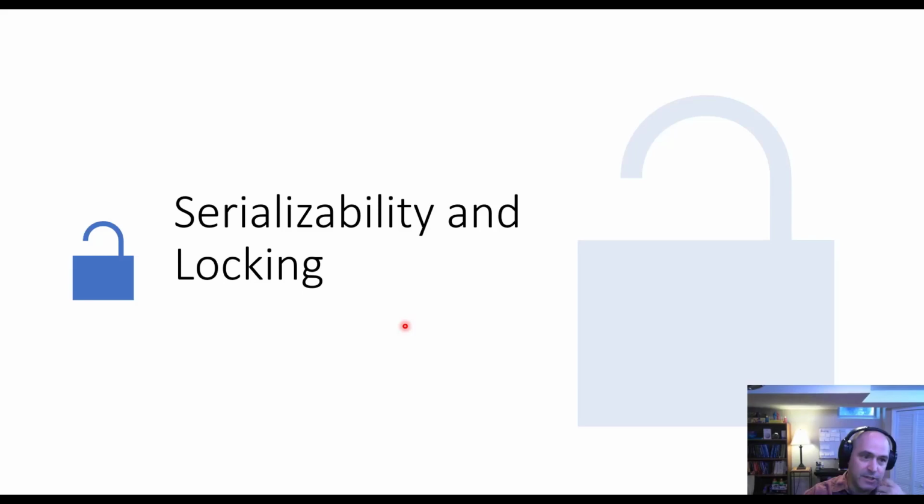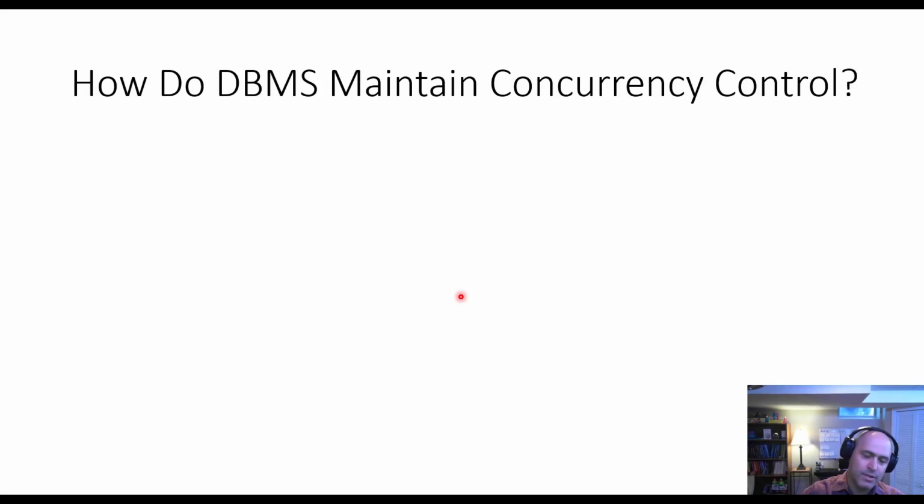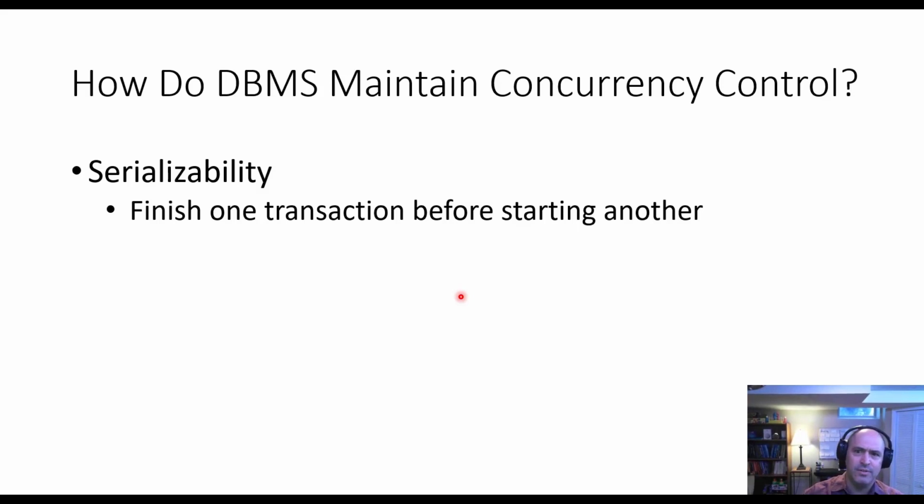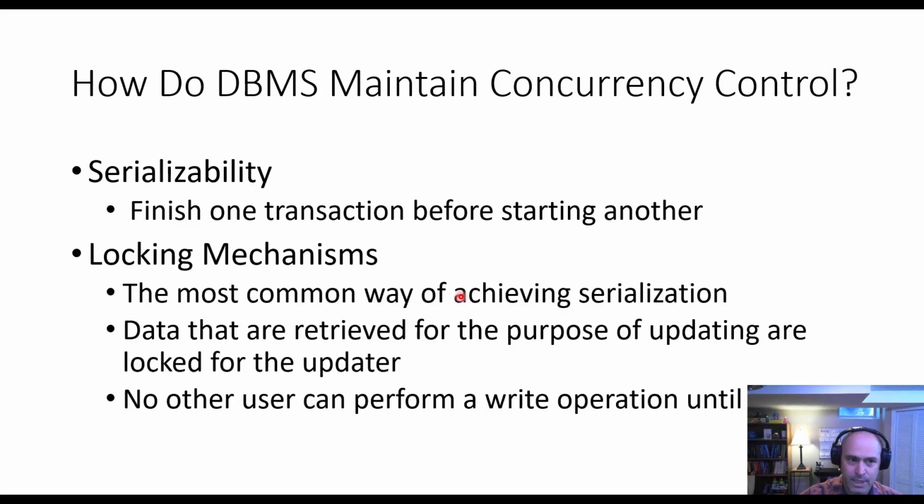Continuing on the concurrency control journey, let's look at locking and serializability. So how do DBMSs maintain concurrency control? Basically, they use two approaches. They use serializability, which is they finish one transaction before starting another. This was demonstrated before with the ordering of the updates and select statements when people were reading from the students table in TinyU. And then comes locking mechanisms, and locking mechanisms control who waits for the data, basically.